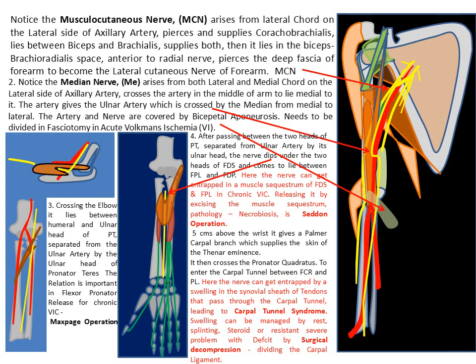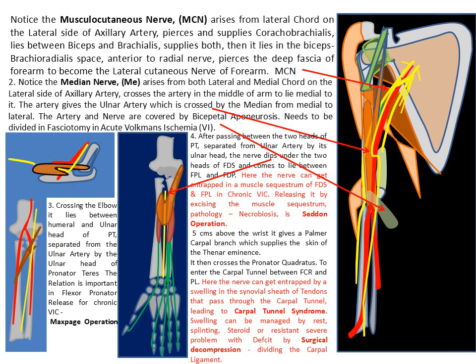5 centimeters above the wrist, the median nerve gives the palmar carpal branch, which supplies the skin of the thenar eminence. The median nerve then crosses the pronator quadratus to enter the carpal tunnel between the flexor carpi radialis radially and palmaris longus medially.